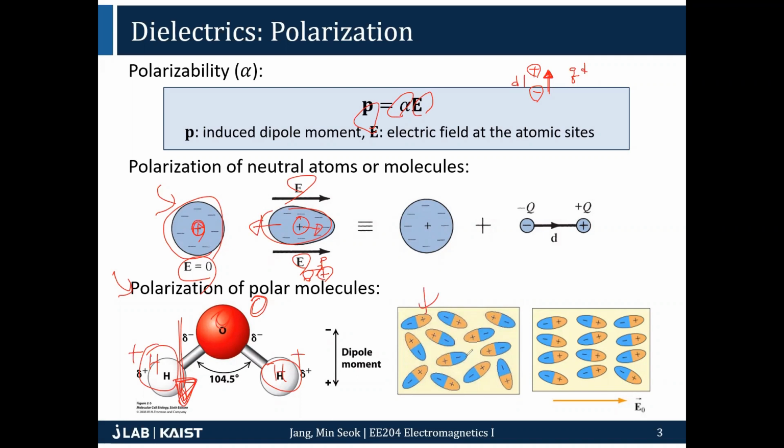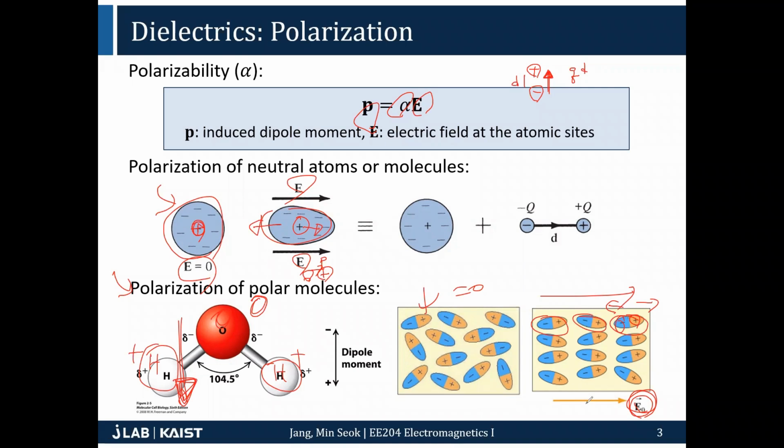So if you calculate the net dipole moment, it's 0 because it's randomly oriented. But when the electric field is applied, these dipoles tend to align to the applied electric field, right? And this is a natural thing because when an electric field is applied, positive charge wants to go this way, negative charge wants to go that way. So it's naturally aligned like this along the electric field, right?